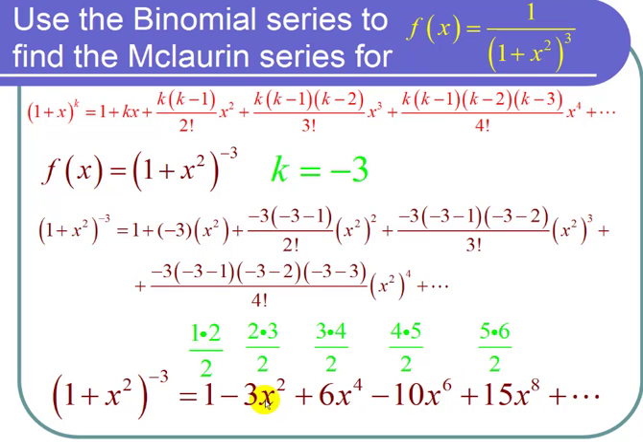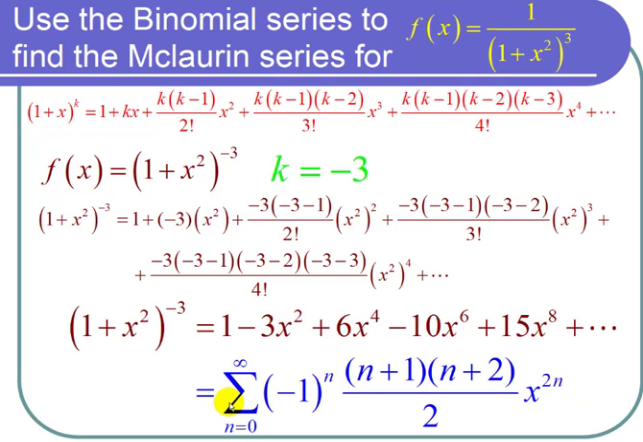So we can put this all together and write down our series as a summation from n equals 0 to infinity. Remember, it was an alternating series, so we get negative 1 to the nth power, (n plus 1) times (n plus 2) over 2, that's what these numbers were, x to the 2n. And I'm done with the problem.